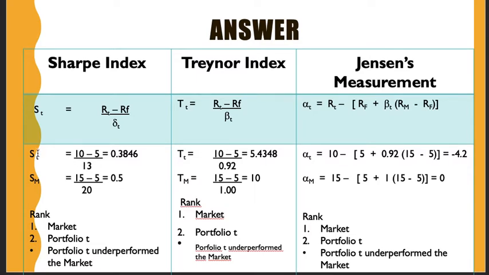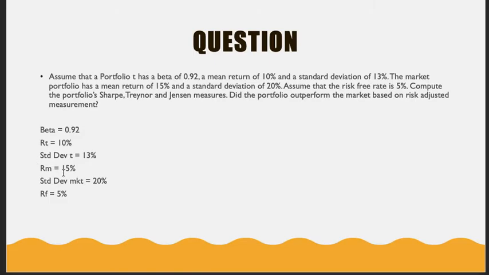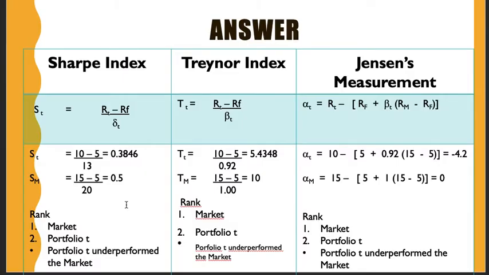So here, the Sharpe index for portfolio T is RT minus RF. The expected return of portfolio T is 10, minus RF, given as 5, divided by the standard deviation, 13. Okay, everything is given here. Just plug it in, and you get the Sharpe index for portfolio T, which is 0.3846.